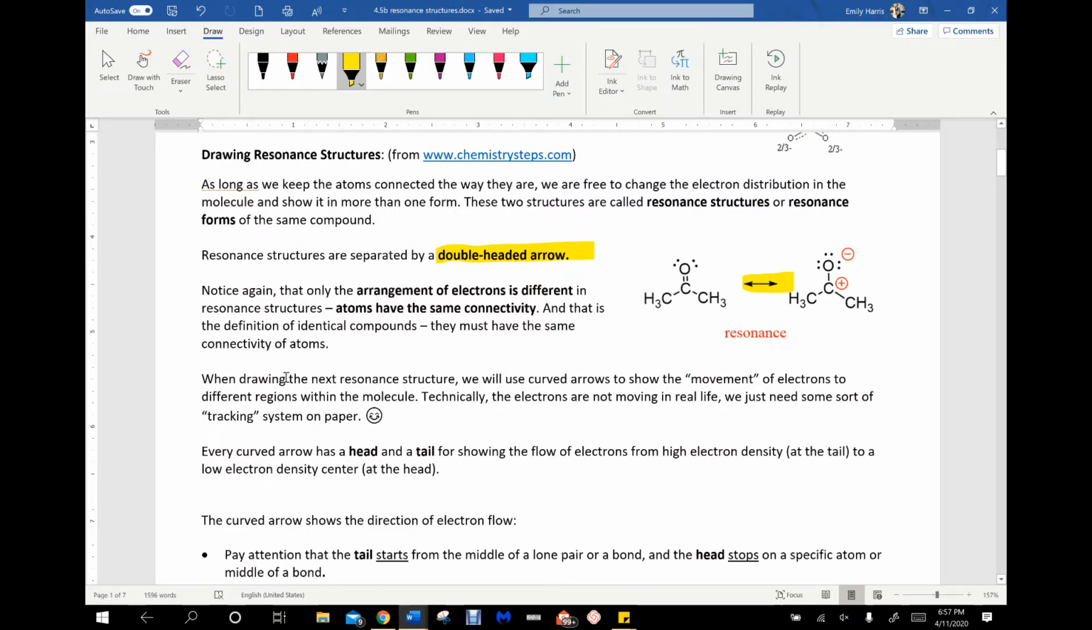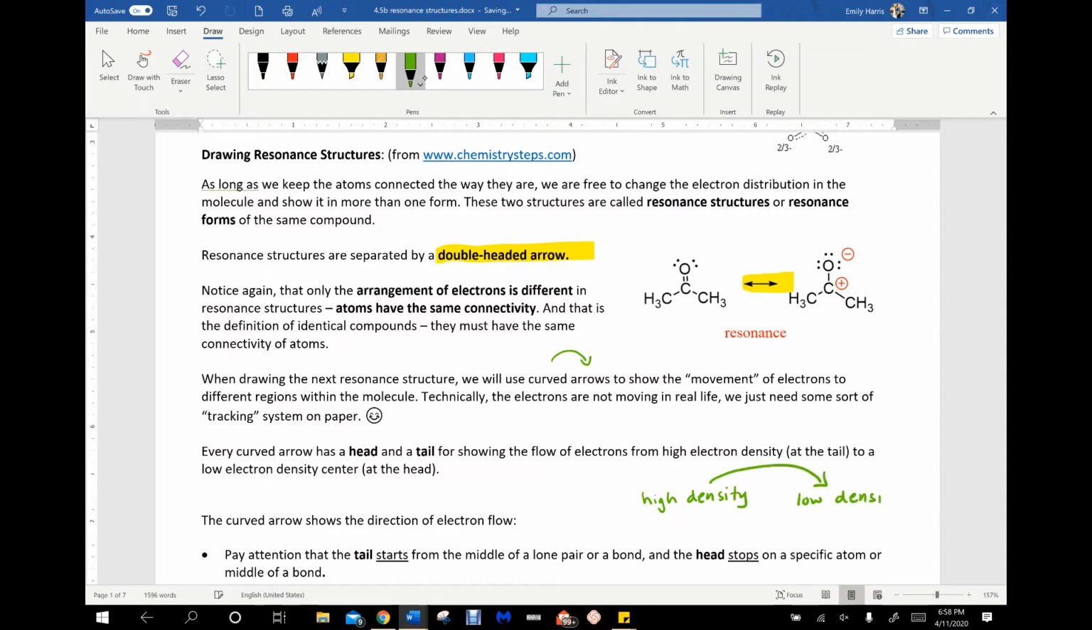And so when we're going between resonance structures, we'll typically use what's called curved arrows. They look like what you might think when it says curved arrow. They show how the electrons, quote, move to different regions within the molecule. Technically, the electrons don't really move this way in real life. We just need some sort of system for tracking them on paper. Every curved arrow will have both a head and a tail, and that will show how the electrons flow from high density at the tail to low density at the head.